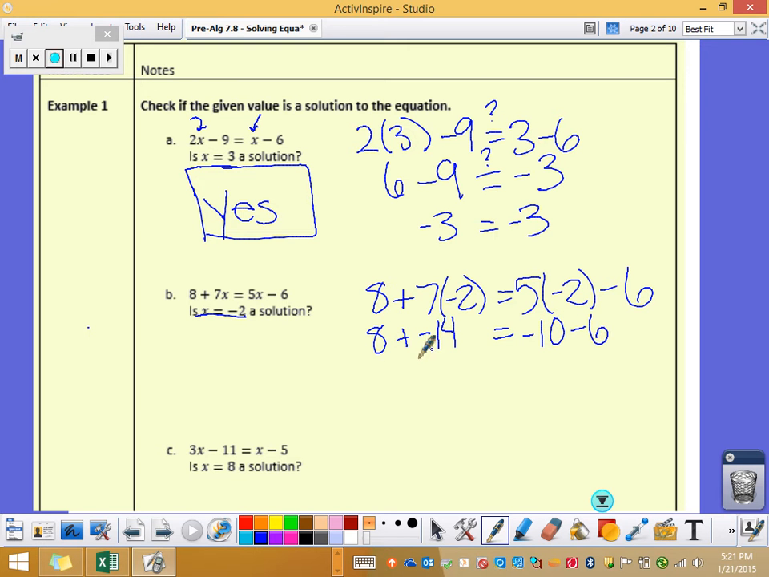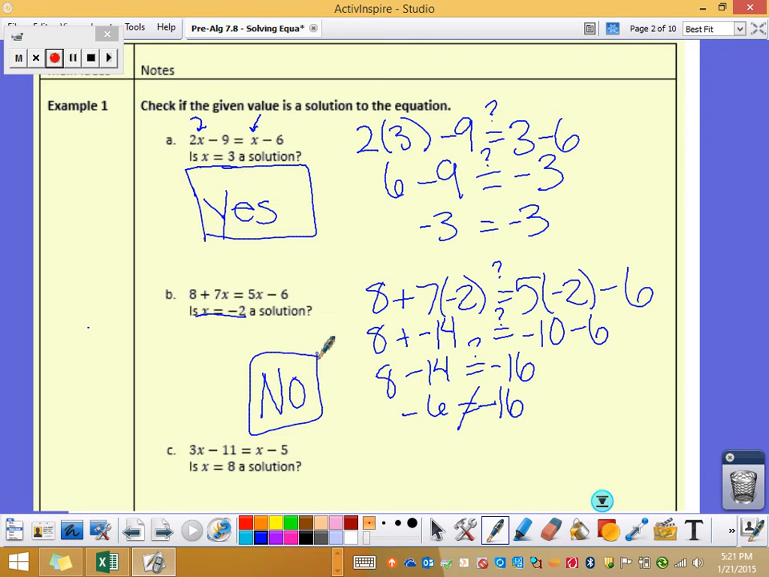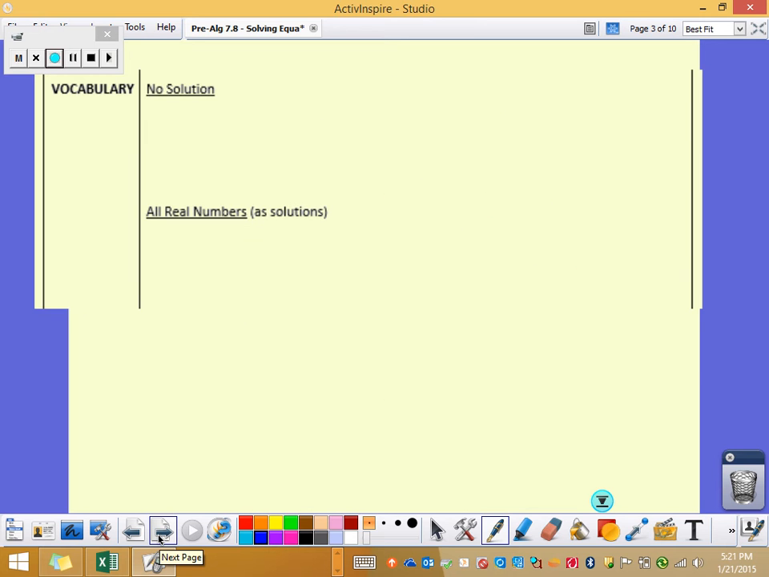Now, 8 plus a negative 14, I kind of prefer 8 minus 14, so I'm going to rewrite that. That's actually the correct way to write it. And negative 10 minus 6 is negative 16. Keep forgetting my little question marks. 8 minus 14, we get negative 6. Negative 6 does not equal negative 16. So for B, we'll get no, that is not a solution. X equals negative 2 is not a solution to that equation. All right, we're going to skip C today, and we're going to move on ahead to our vocab words.